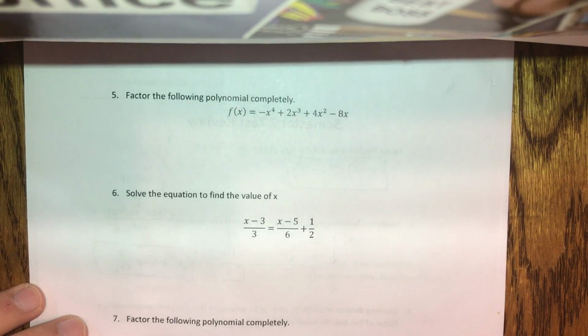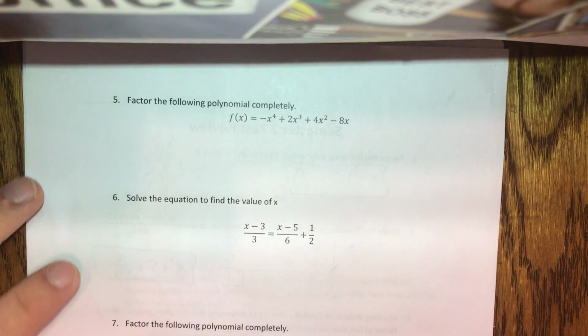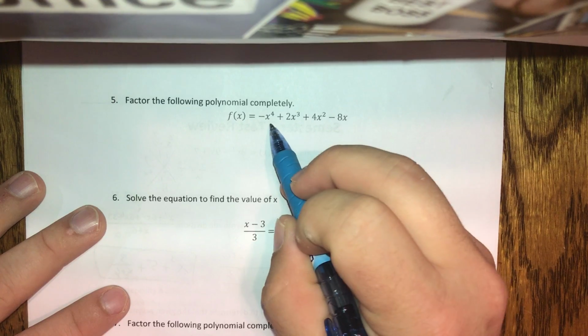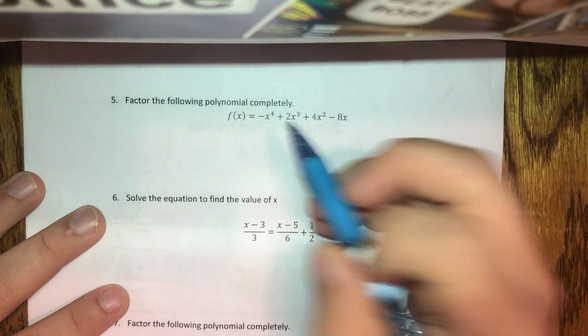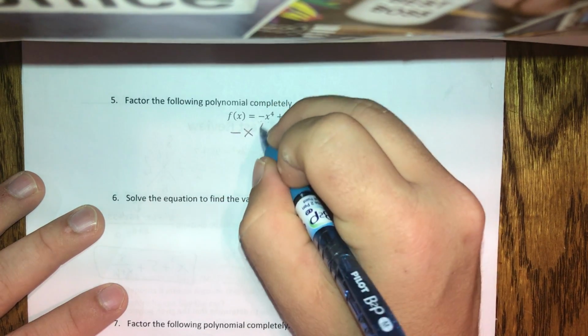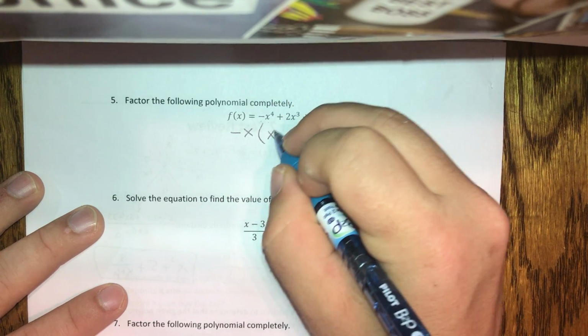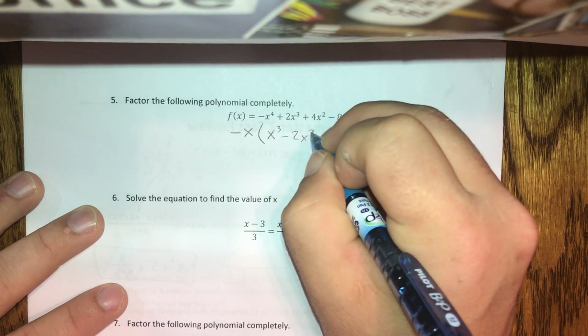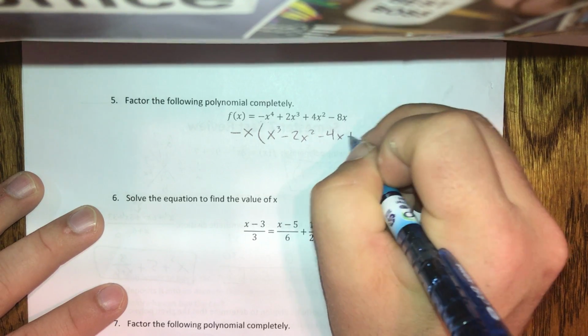All right, number 5, again, we're going to factor completely. We always look first for our greatest common factor. I can pull out an x from all of these. And also, I always want my lead term to be positive. So I'm going to take out a negative x from everything. So that's going to become positive x cubed minus 2x squared minus 4x plus 8.